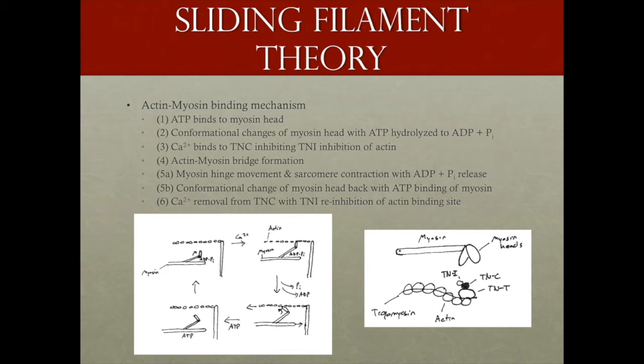Conformational change of the myosin head back to a potential state of energy comes with the next ATP binding of myosin, and calcium is removed from troponin C, and troponin I re-inhibits the actin binding site until calcium then rebinds to troponin C again. This process is repeated over and over until the concentration of calcium is decreased.